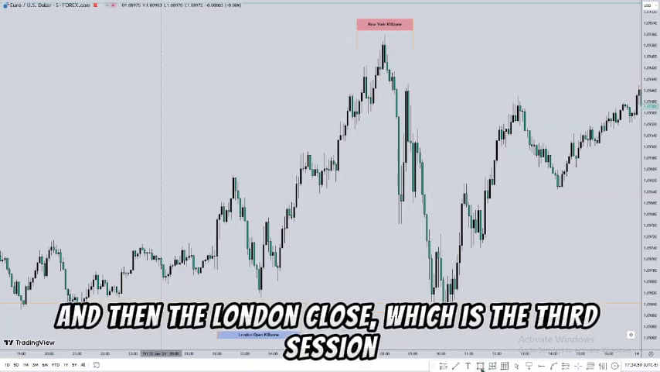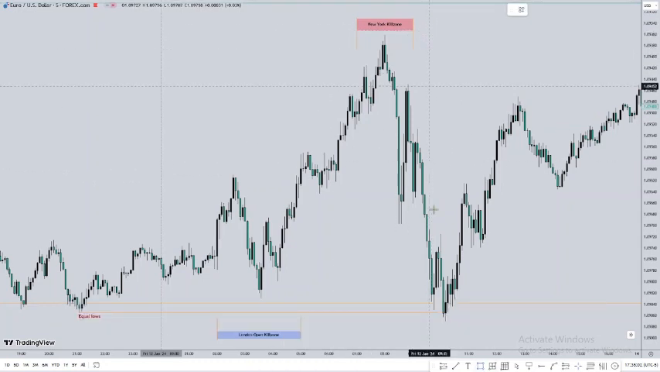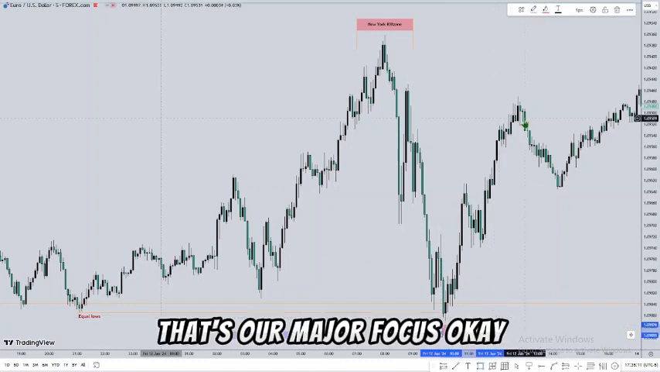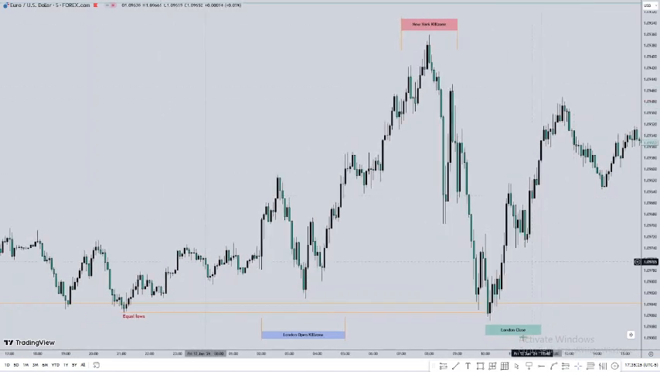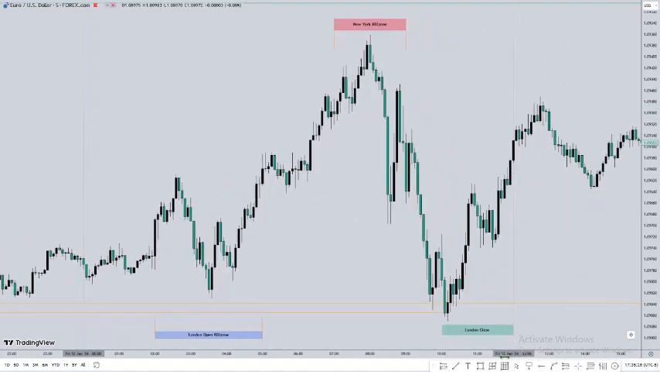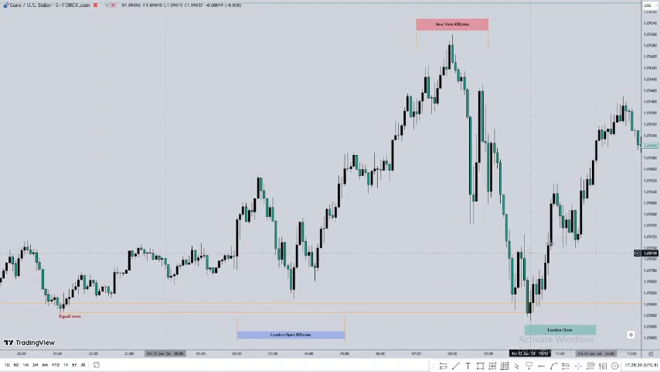and then the London close, which is the third session we look for in price, is from 10 o'clock New York time to 12 o'clock New York time. That's our major focus. Okay, so these are the three phases in price that we will focus on only. Okay, now anything past 12 o'clock New York time is none of our business. Okay, we do not look at that.